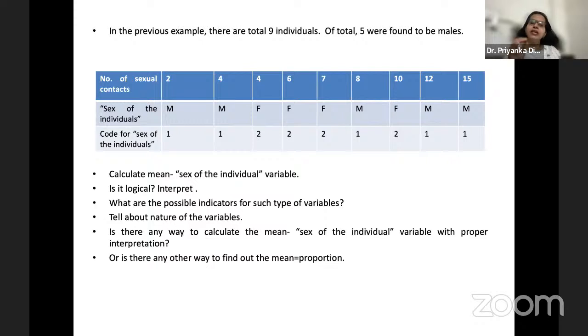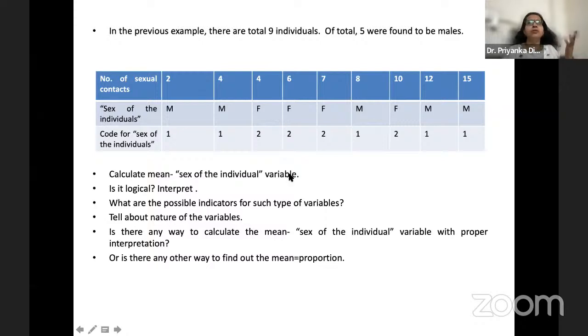My question is, can we calculate the mean of the sex of the individual? You can write in the chat box, yes or no. Someone is saying no. Okay, the majority of them are saying no. Why are we not able to calculate the mean of the sex of the individual? Because 1, 2 is not a numerical value. These are artificial codes. Exactly. So this is a categorical variable.